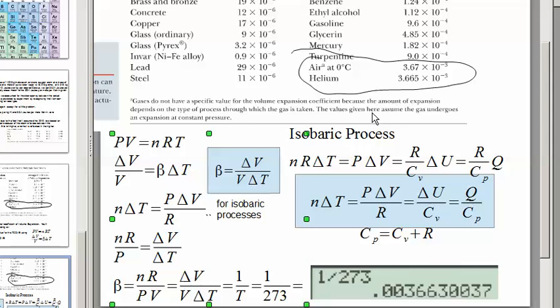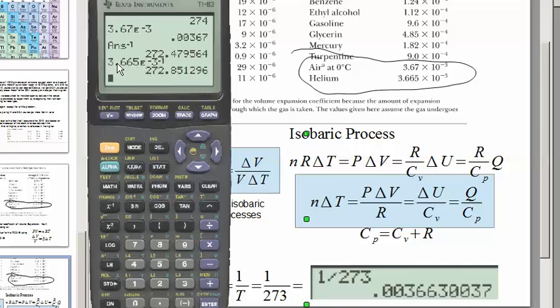Now, assuming an isobaric process, there is no dependence on what kind of gas you're using. So this is a little bit smaller number, so maybe they're using a little bit higher temperature. Actually, it would take a little bit lower temperature, 272.85 degrees, to get 3.665 times 10 to the negative third thermal coefficient of volume expansion.